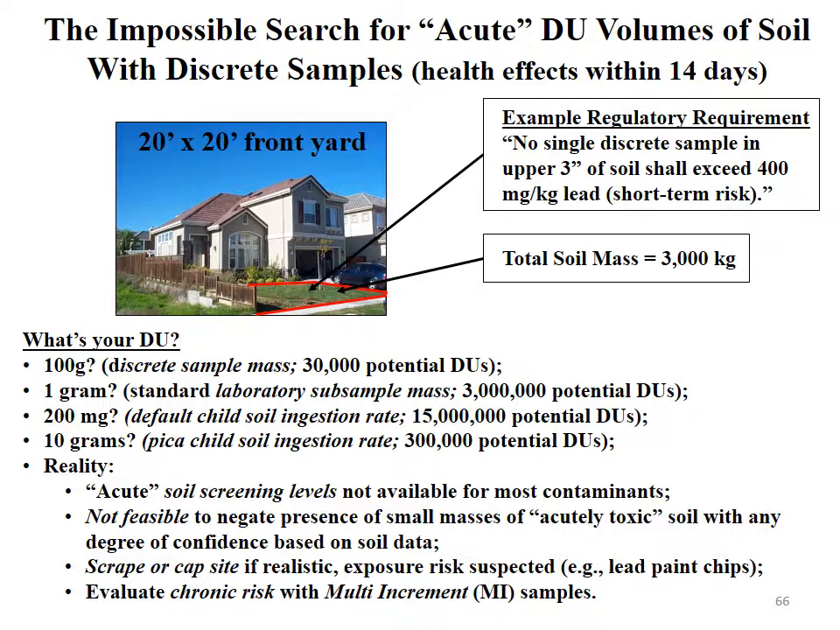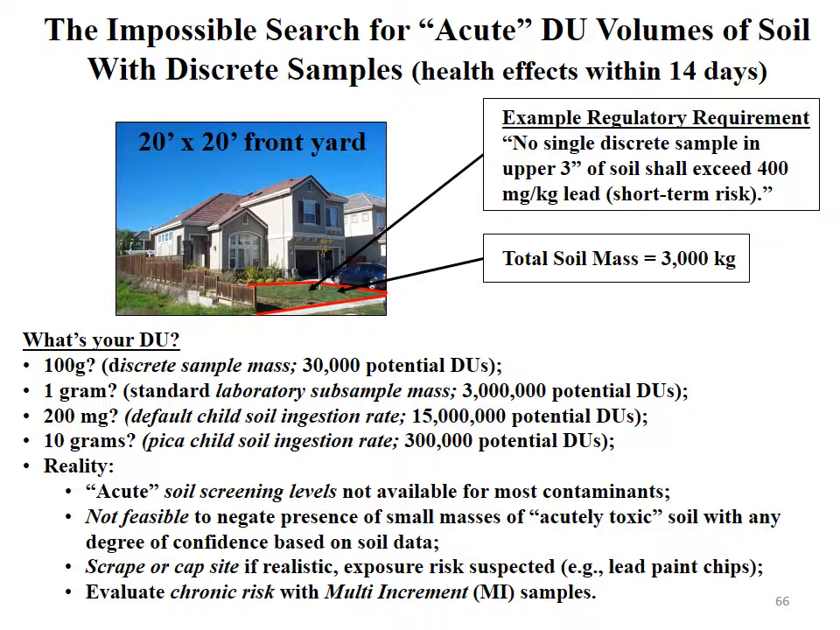You collect 59 10-gram masses of soil, have them test the entire 10 grams, and you can be 95% sure that 95% of the other 299,000 or whatever 10-gram masses you didn't test don't exceed 400 ppm. No one's ever going to do that in reality. So in reality, if you're worried about acute concerns, point number one is acute soil screening levels don't exist for most contaminants. The EPA's regional screening levels, Hawaii's action levels, California's screening levels, they're all based on chronic risk, where you're looking at the mean true concentration for very large areas.